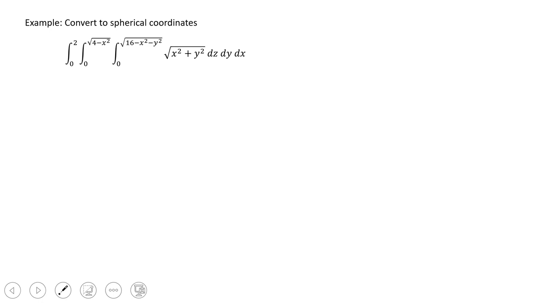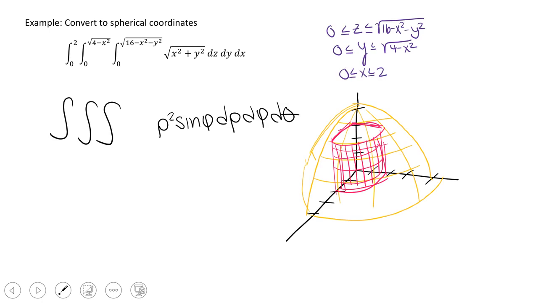Instead, let's just see if we can convert the following integral. And in fact, this is the same problem we did at the beginning of this video. We converted this into cylindrical coordinates at the beginning of the video. So now, how are we going to put this into spherical coordinates?